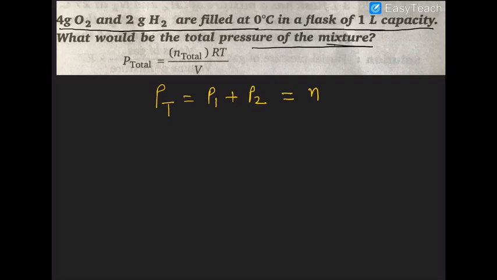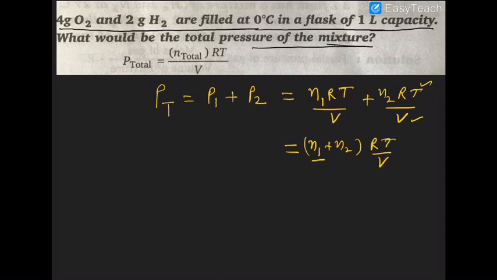It comes out to be N1 RT by V plus N2 RT by V. Since temperature and volume are the same for the same vessel, it is (N1 plus N2) RT by V. So what is N1 plus N2 equal to? It is equal to the total number of moles. So you can use this formula: P total is equal to N total RT by V in the same vessel to get the answer.